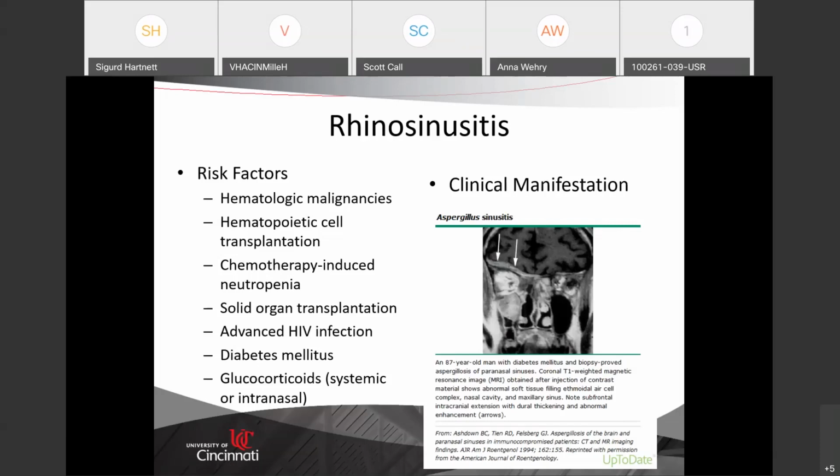And so if you have a person that has a poor immune system that's presenting with a sinusitis, particularly if it's not getting better with antibiotics, this needs to be in the back of your mind.